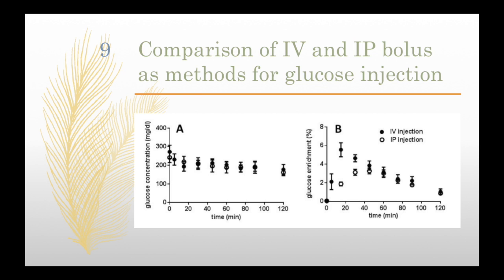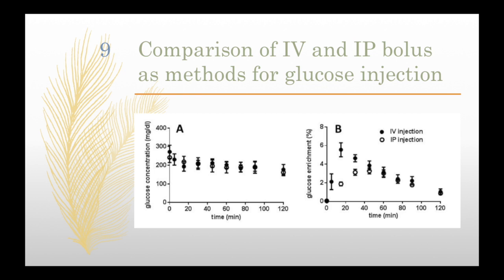The first study that we're going to look at is a comparison of intravenous and intraperitoneal bolus injections as a method for introducing glucose into both mice and rats. In Figure A, we're looking at glucose concentration in milligrams per deciliter observed over a period of time. As you can see, regardless of use of IV or IP injection, glucose concentration remains relatively similar throughout the trial period. In Panel B, we're observing glucose enrichment from the isotopic glucose that's added into the cells.